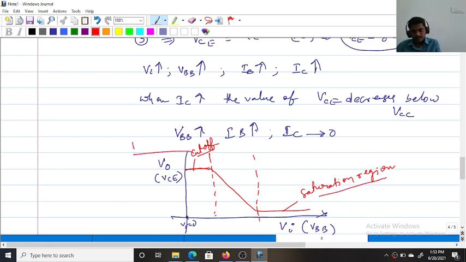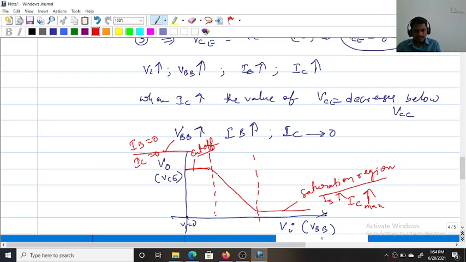In the cut-off region, the base current is 0. Here the collector current is 0. Why? Because the base current is 0, similarly the collector current is 0. And in the saturation region, the collector current becomes maximum. Why? Because the input voltage is maximum, the base current is maximum, so the collector current is maximum.